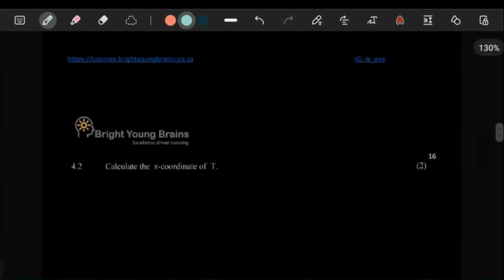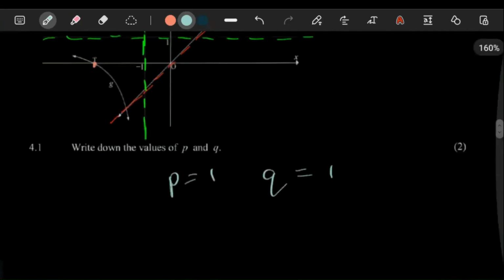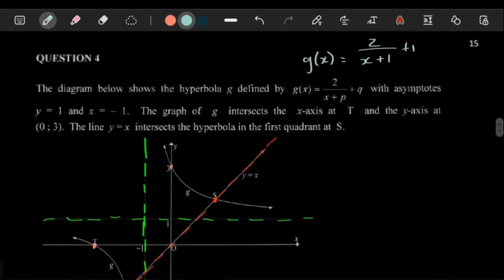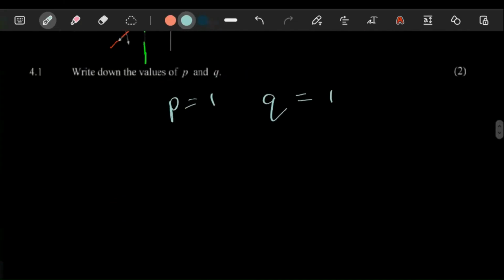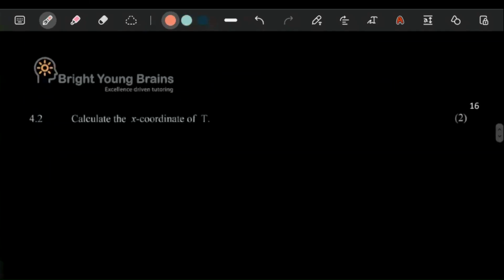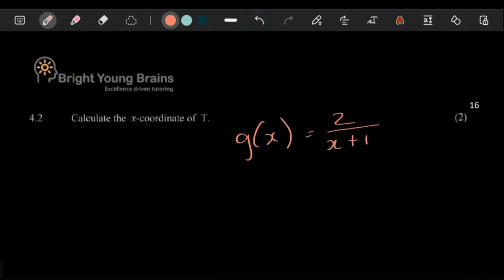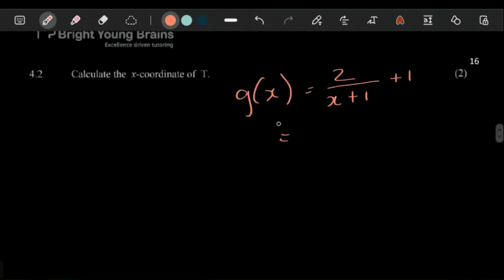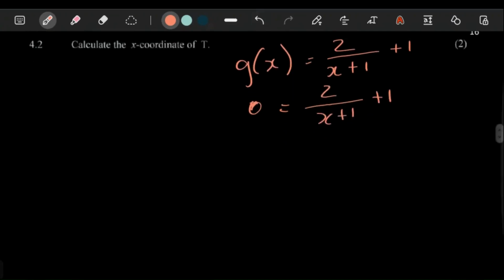4.2, calculate the coordinate of t. t is the x-intercept. So you have the full equation. So getting the x-intercept, remember you make y as 0. So in the equation of g of x, let's rewrite the equation. 2 over x plus 1, plus 1. Remember we said it's the x-intercept, so y is 0, which is this whole thing: 0 equals 2 over x plus 1, plus 1. The 1 can go over to the other side.